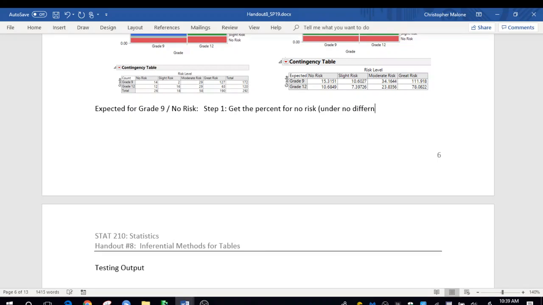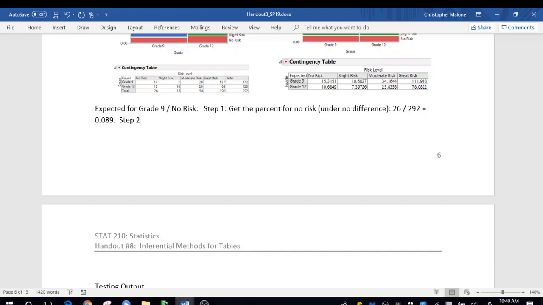So what would it look like if there were not any differences between the grade 9 and grade 12? Well, I'm just going to use that total, that 26 down here, to figure that out. 26 divided by 292. 26 divided by 292 is 8.9%, 0.089, excuse me.